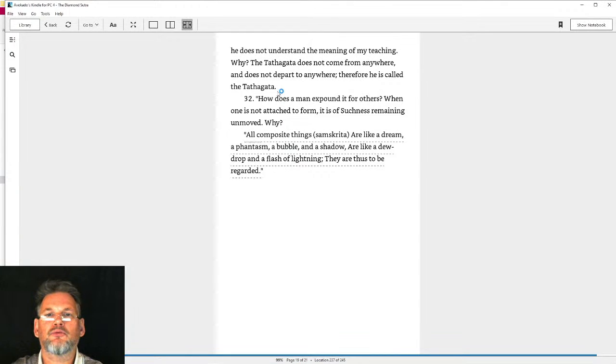So that is like the X1. It does not come from anywhere. It's not created. And it does not depart to anywhere. It does not end. It never ceases, right? It's eternal. How does a man expound it for others? Like, how do we explain X1 to others? How do we explain the eternal, the God source, to others? When one is not attached to form, it is of suchness remaining unmoved.